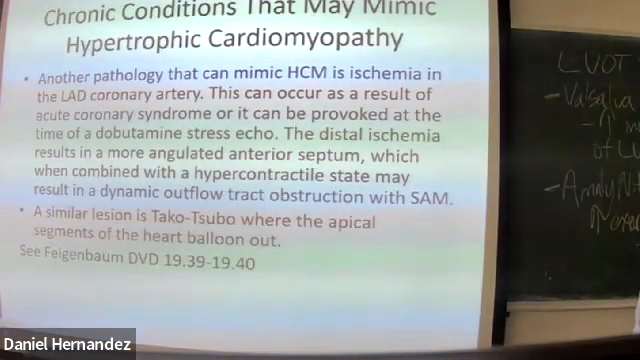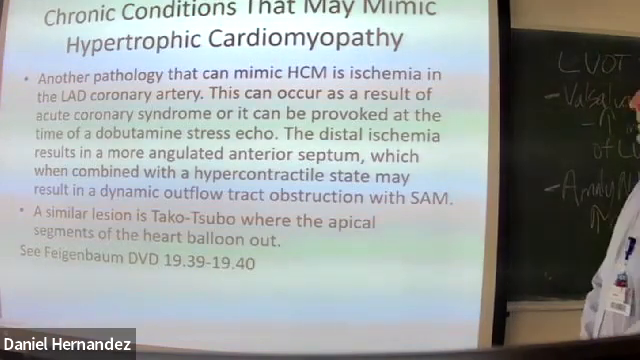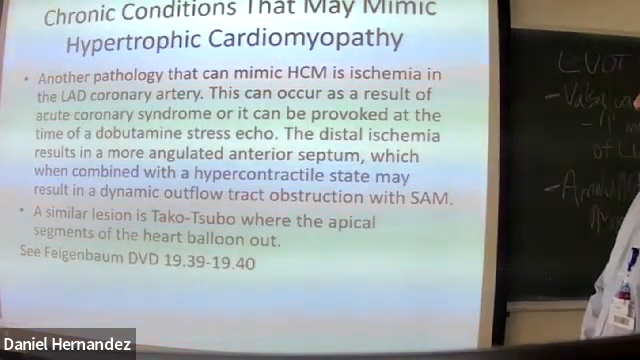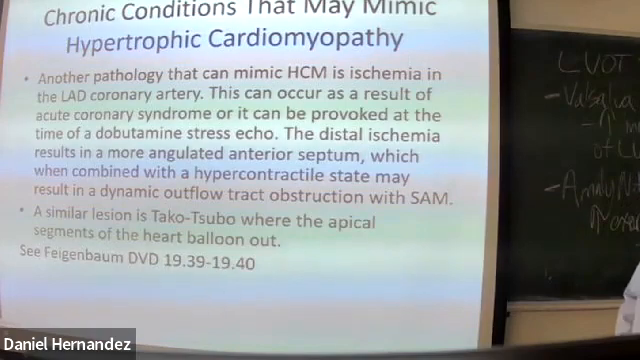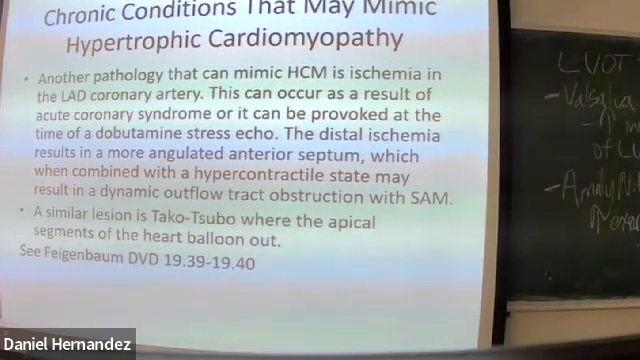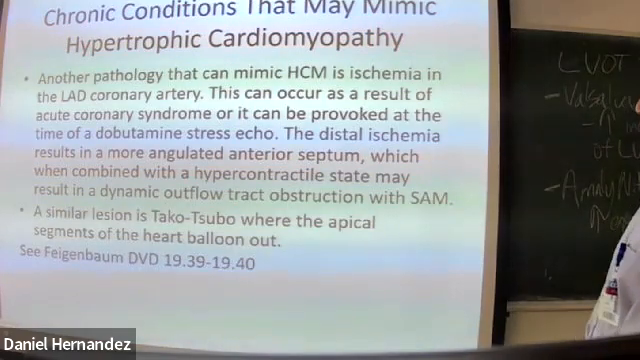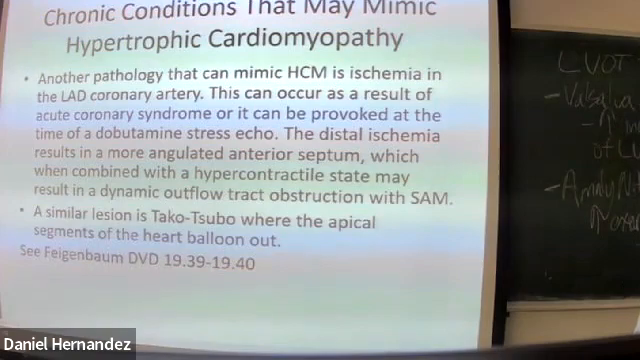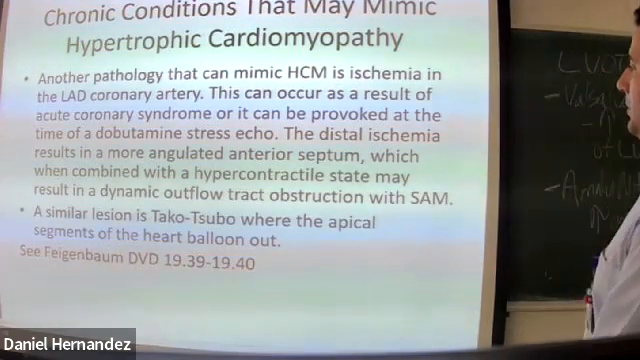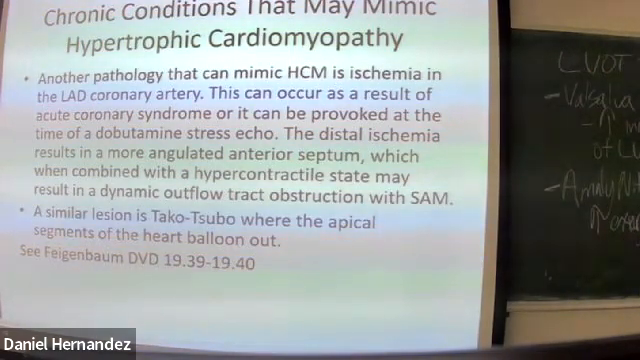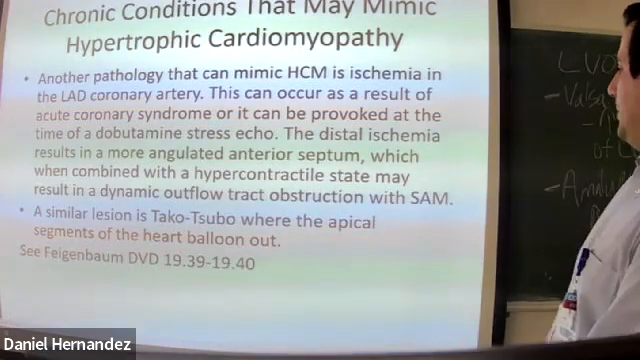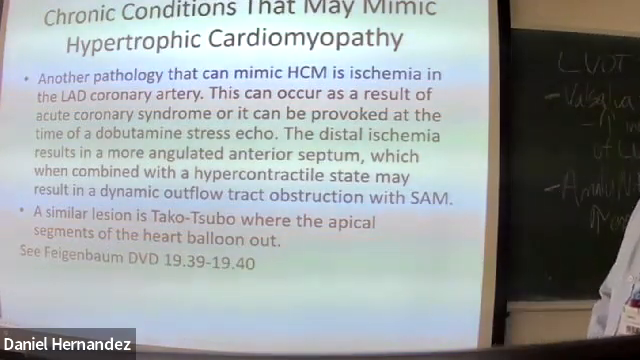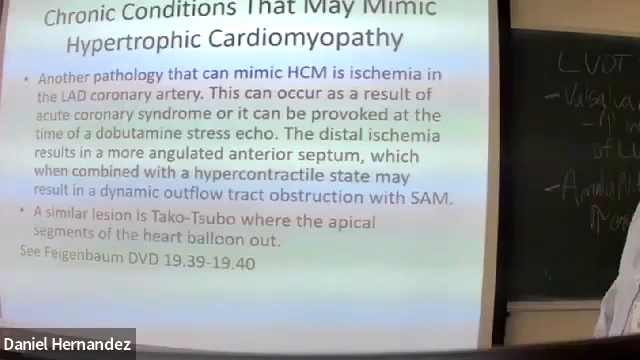So another pathology that can mimic hypertrophic cardiomyopathy is ischemia in the left anterior descending coronary artery. This can occur as a result of acute coronary syndrome, or it can be provoked at the time of a dobutamine stress test. The distal ischemia results in a more angulated anterior septum. When combined with the hypercontractility state, it may result in a dynamic outflow obstruction with SAM visualized.